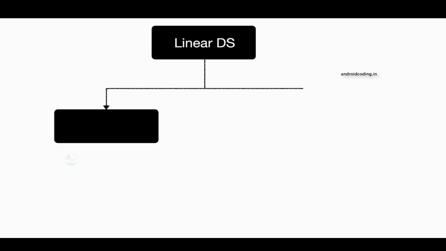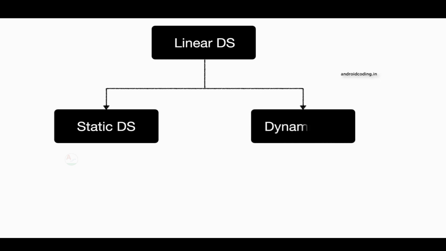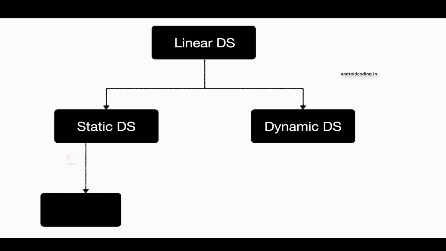Again, linear data structure is divided into two types, static and dynamic. So what is static here? Just now we have seen an example of an array. So an array is a static data structure. And when we come to dynamic data structures, we have three data structures there. So let us discuss them one after another.